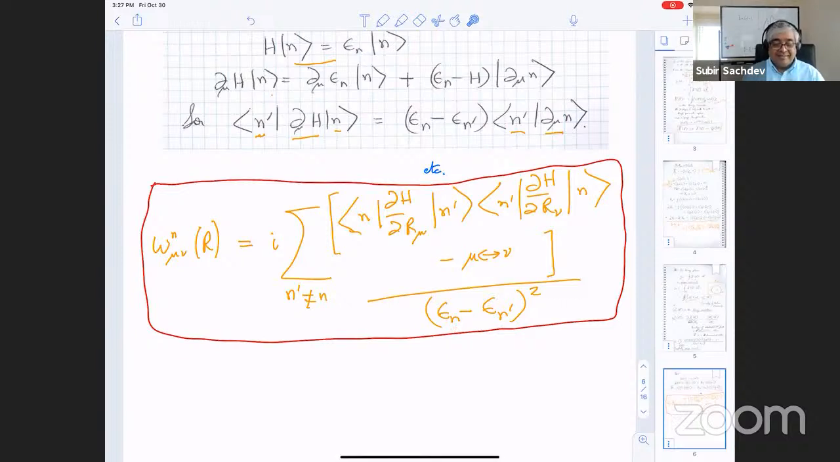So this fails completely when two levels actually cross. So you choose your parameter space so you avoid that region. Any questions?